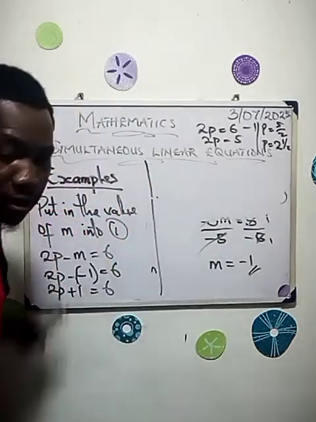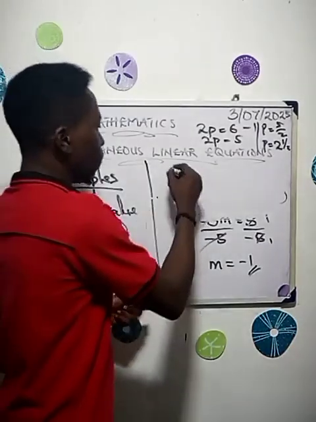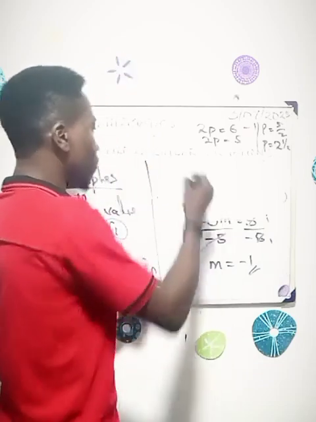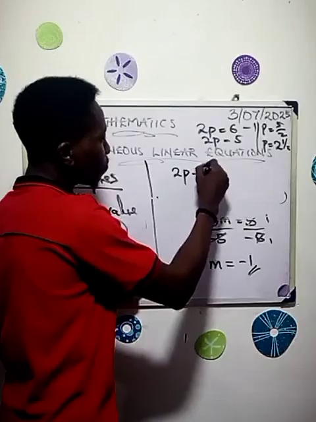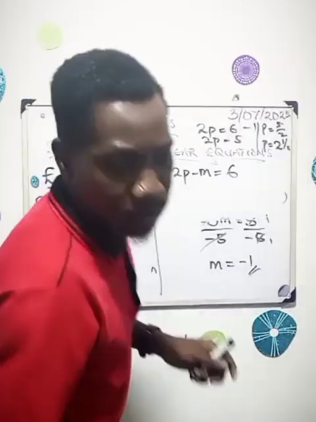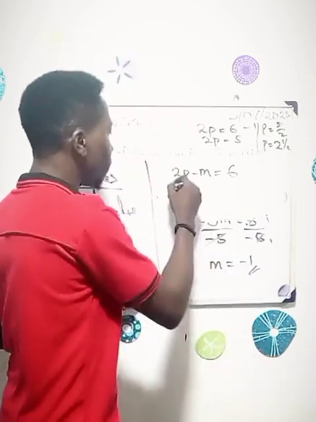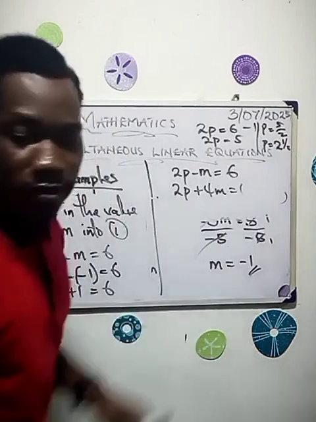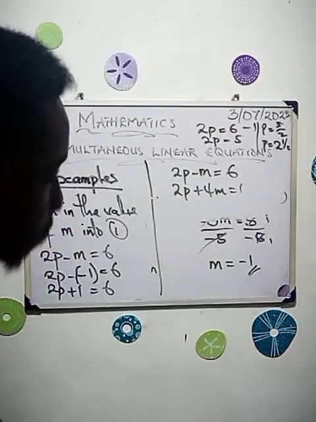So let me rewrite the equation. We have 2p minus m equals 6. And 2p plus 4m equals 1. So this time around we want to eliminate m.